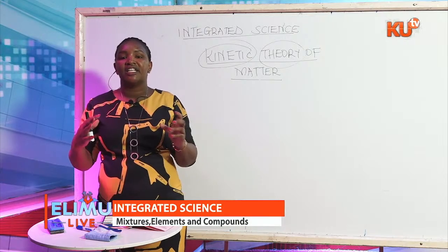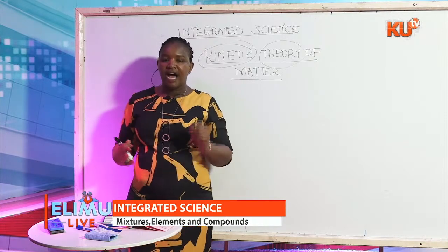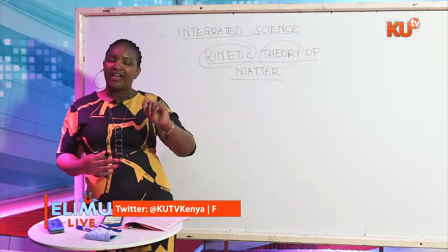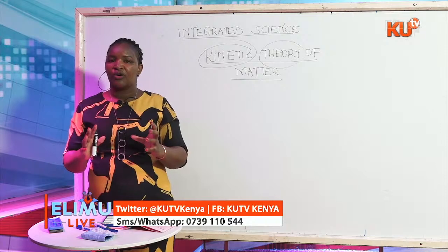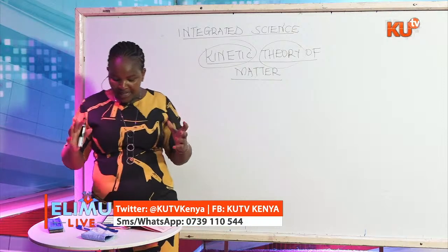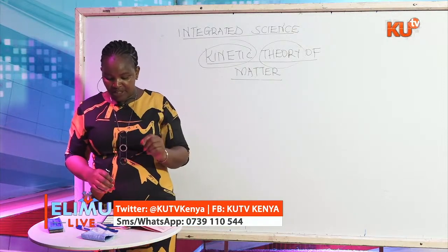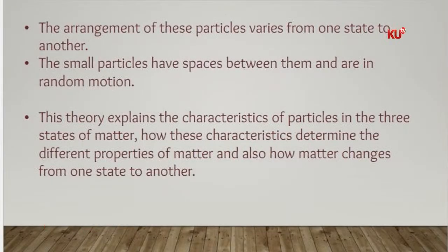Now that we are saying matter is made up of small particles called atoms and molecules, the theory is to tell us how these tiny particles are arranged in each and every state of matter. So we'll also be looking at the arrangement of particles from one state to the other. The arrangement of these particles varies from one state to another. We'll see that as we continue. The small particles also have spaces between them, like we'll also see as we move on in some diagrams here and there.